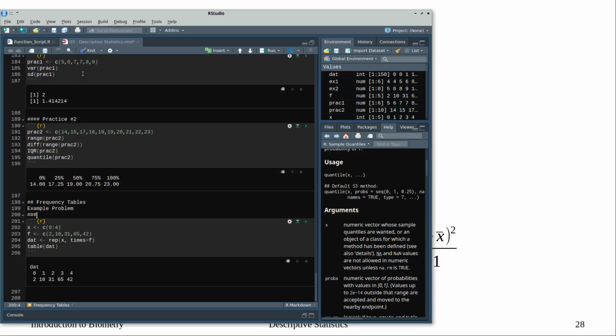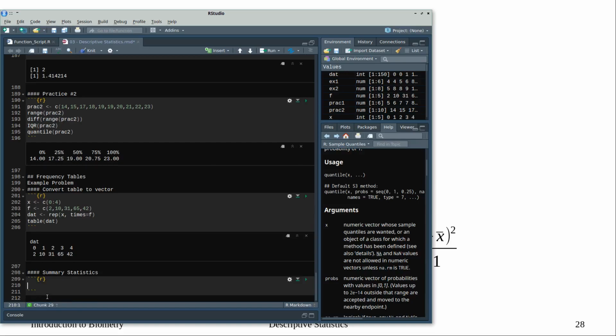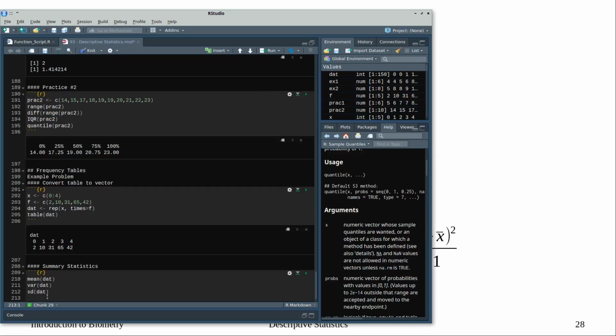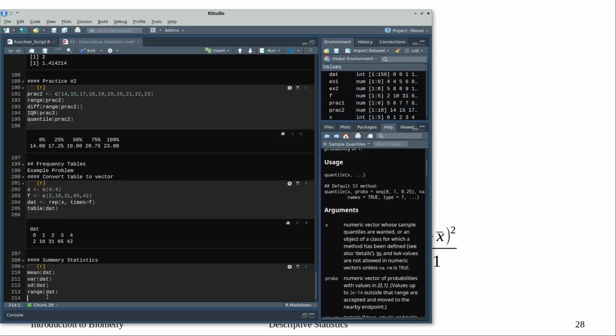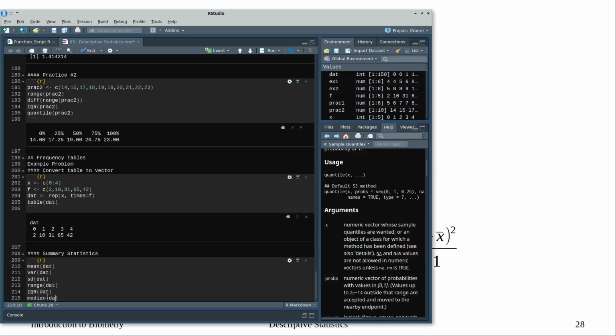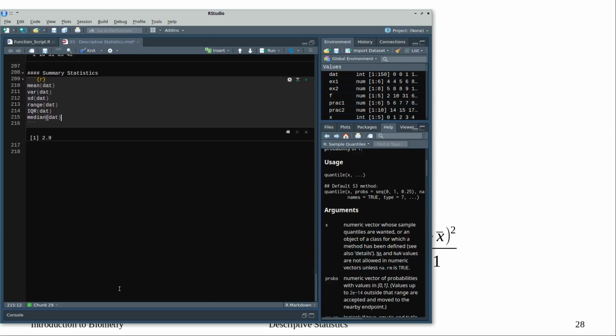So now that we have our data as a vector, so this is convert table to vector, then what we can do is calculate our summary statistics. And the summary statistics are calculated just like we did with a vector. So just the mean of our dat vector, variance of our dat vector, standard deviation of our dat vector. We can calculate the range of our dat vector, the interquartile range of our dat vector, and we can do the median of our dat vector, and anything else that we were interested in calculating. We have a vector. R is going to work with all of it.